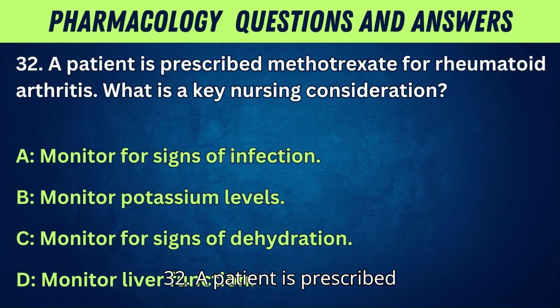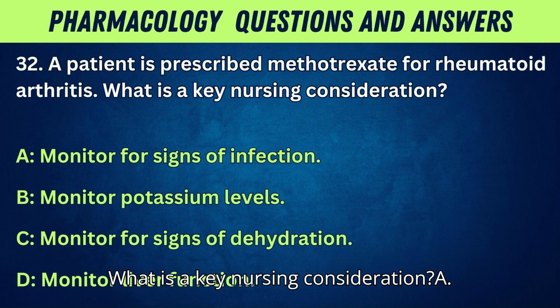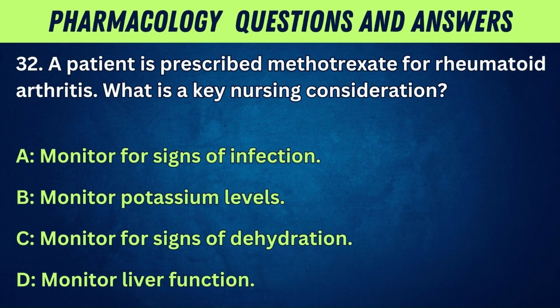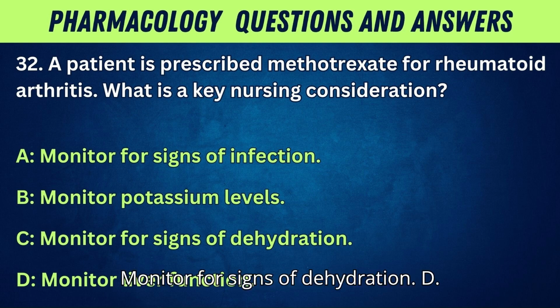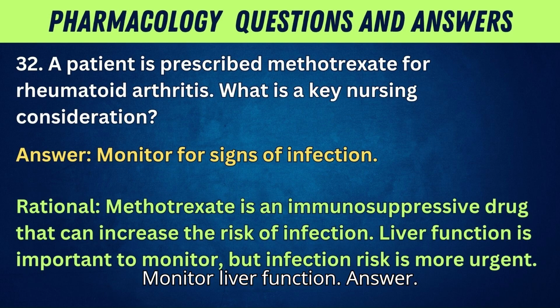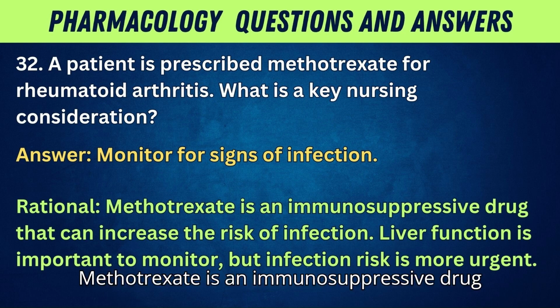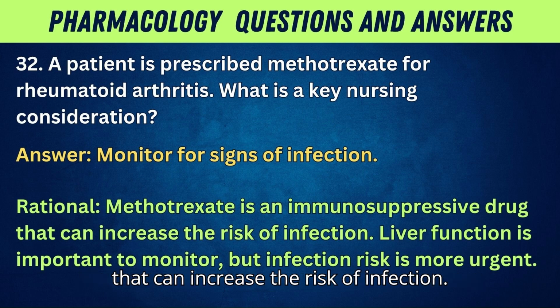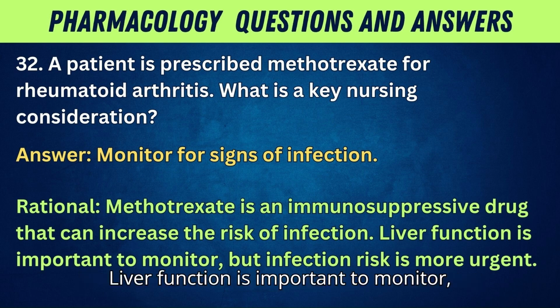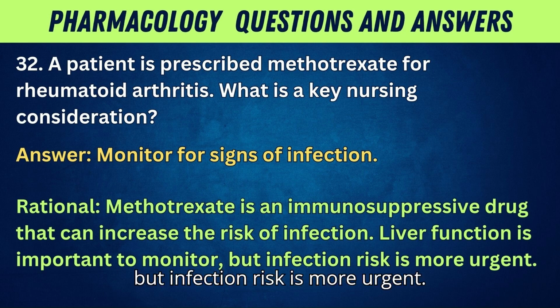32. A patient is prescribed methotrexate for rheumatoid arthritis. What is a key nursing consideration? A. Monitor for signs of infection. B. Monitor potassium levels. C. Monitor for signs of dehydration. D. Monitor liver function. Answer: Monitor for signs of infection. Rationale: Methotrexate is an immunosuppressive drug that can increase the risk of infection. Liver function is important to monitor, but infection risk is more urgent.